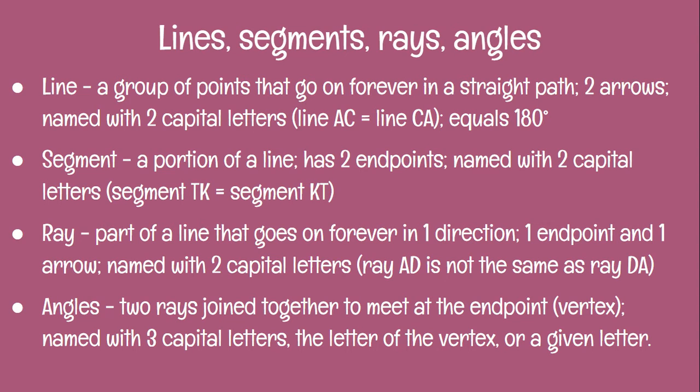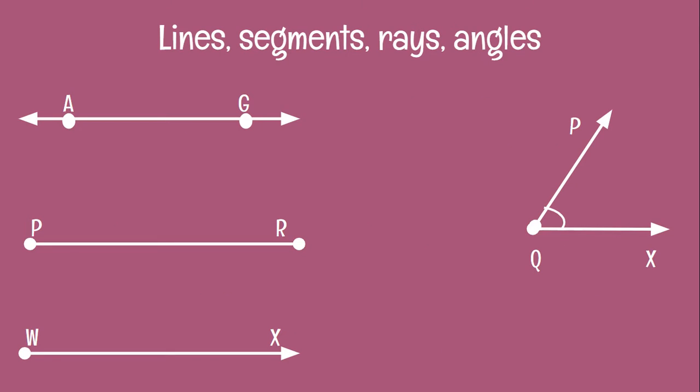An angle is two rays joined together to meet at the end point, which is called a vertex. It is named with three capital letters, a letter of the vertex, or a given letter. Here we have each of the four vocabulary words drawn out. Pause the video and name them.